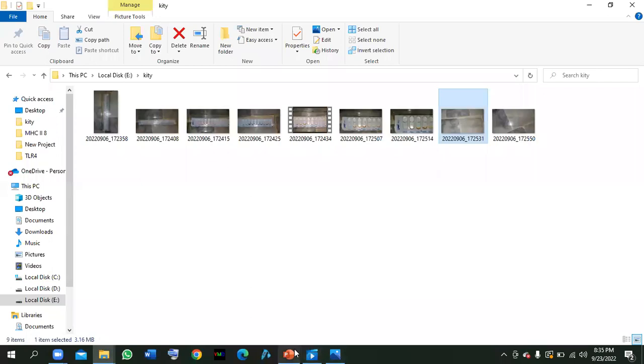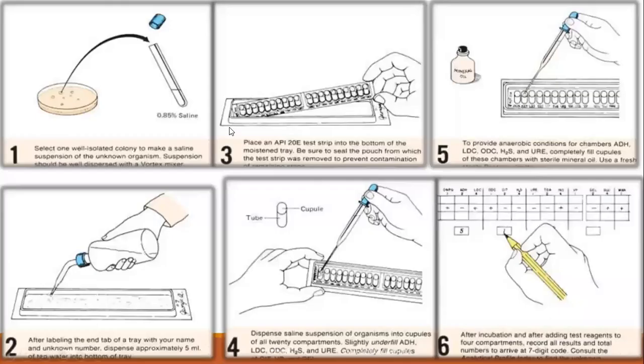Okay, so just look here at the small wells. You have to fill these with water, just to provide humidity for your chemical reaction. So keep this in your mind. After you have added the water to the tray, you place your strip into that tray, then you fill it with your inoculum. After that, where immersion oil is needed, you place your immersion oil. Okay, and after 24 or 36 hours, you have to check the results.